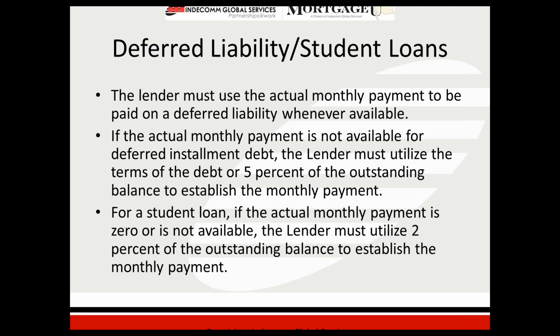Now, for student loans, that's the last bullet point on screen. For student loans, if the actual monthly payment is 0 or is not available, you must utilize 2% of the outstanding balance to establish the monthly payment. The days of proving that your borrower's student loans were deferred for outside of 12 months in order to exclude it from the DTI, those are no longer, you cannot do that anymore. You have to include a payment for the student loan in your DTI. So you look at the credit report. If the actual monthly payment is 0 or is not available, you must utilize 2% of the outstanding balance to establish the monthly payment. That's also listed for you on your job aid on page 3.